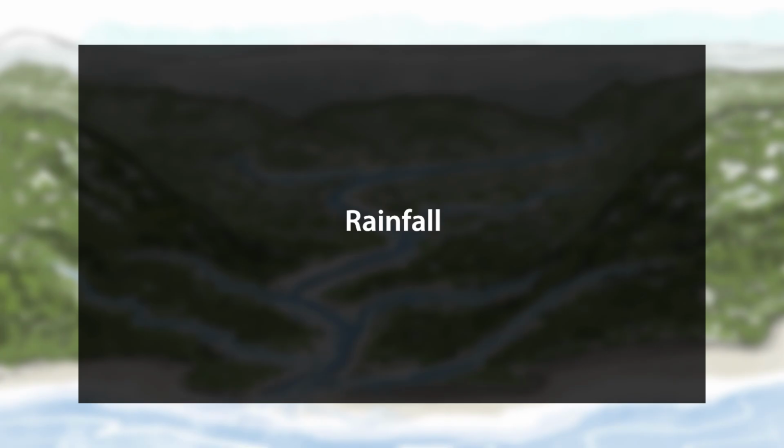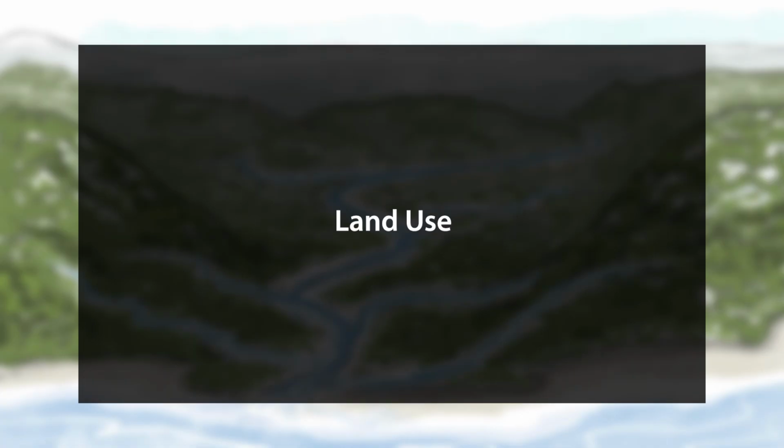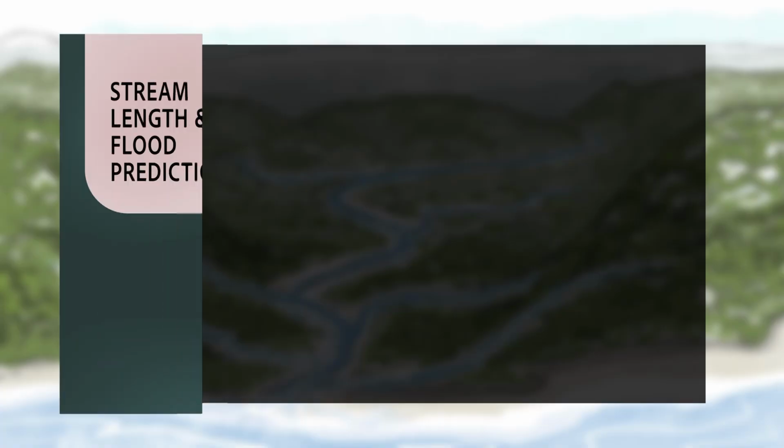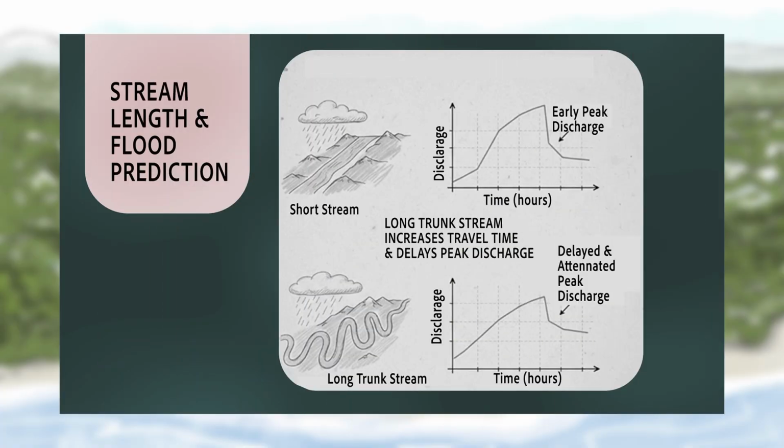Rainfall: high rainfall reveals more branching and a longer stream network. Basin shape: elongated basins depict long main channels, but circular basins depict comparatively shorter channels. Land use: deforestation or urbanization increases surface runoff and modifies microchannel length. Stream lengths are important for flood prediction, as a long trunk stream delays peak discharge.